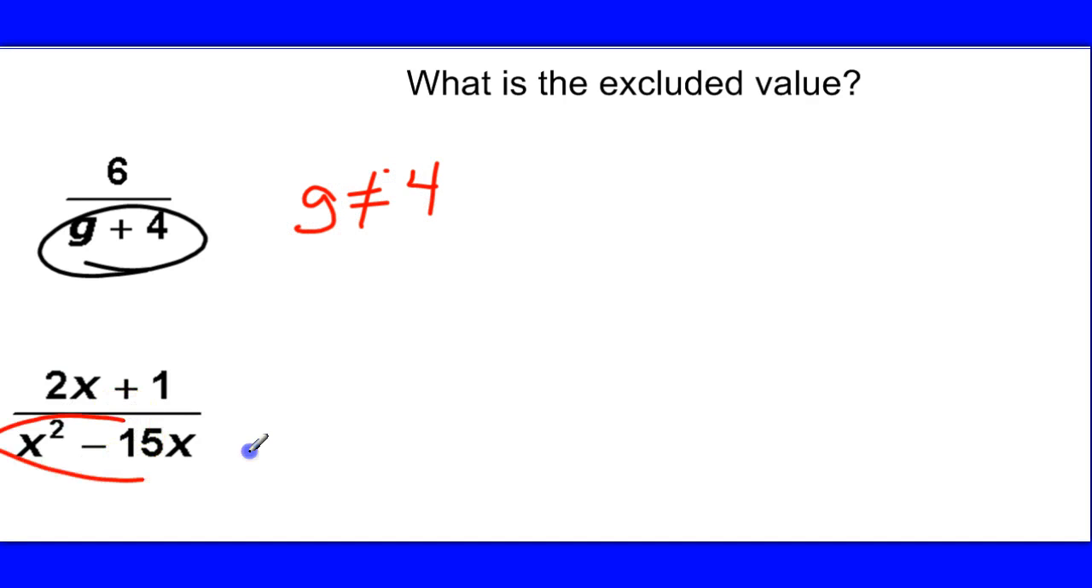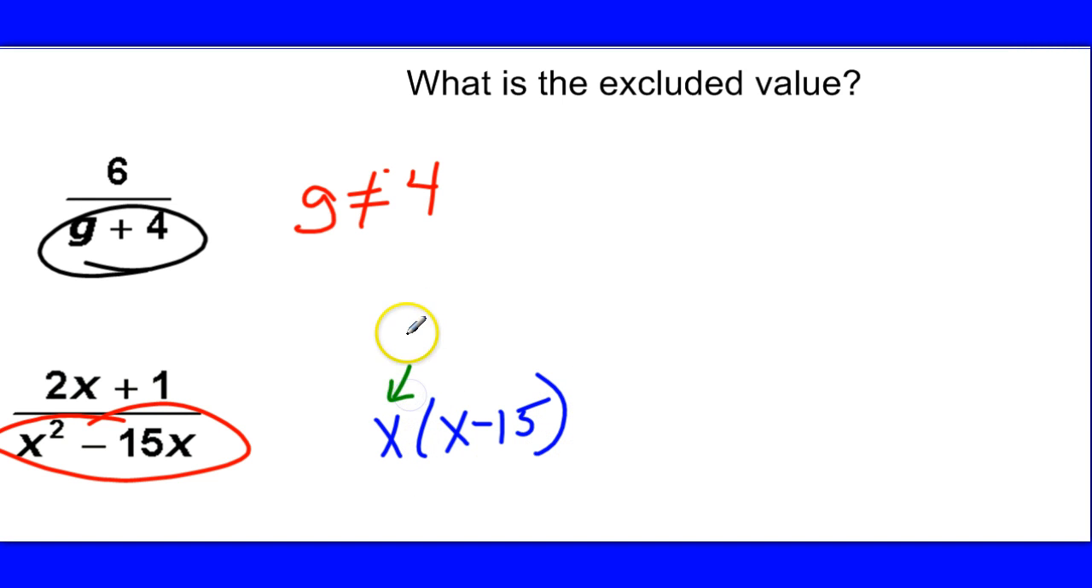Okay, on this one, it's not as clear. We have to actually factor it first. So we'll pull out an x, and that'll give me x minus 15. And this cannot equal 0, so that means that x cannot equal 0, and x cannot equal a positive 15. So those would be the excluded values.